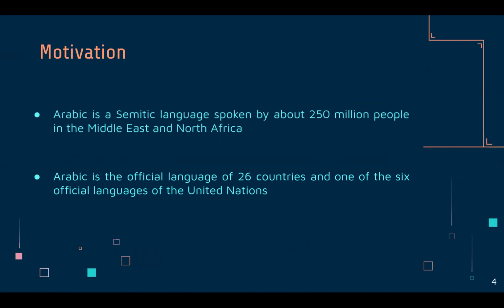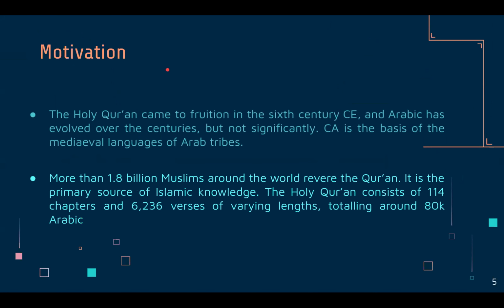Arabic is a Semitic language spoken by about 250 million people in the Middle East and North Africa. Also, Arabic is the official language of 26 countries and one of the 6 official languages of the United Nations. Most of the Holy Quran is in Classical Arabic, and Arabic has evolved over centuries, but Classical Arabic is the basis of the medieval languages of Arab tribes. Also, more than 1.8 billion Muslims around the world use the Quran as an essential component in their daily life. The Holy Quran consists of 114 chapters, approximately 6,000 verses.